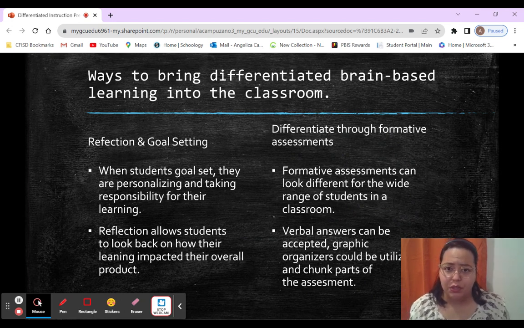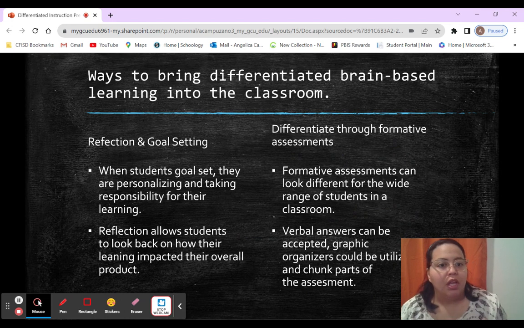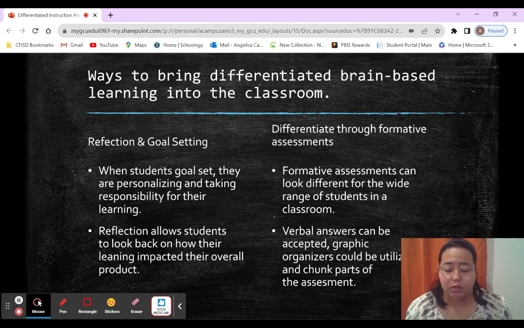Ways to bring this into the classroom: one way could be reflection and goal setting. When students set goals, they're personalizing their learning and they're taking responsibility for that learning. When they make reflections, it allows students to look back on how they approached their learning and they can change accordingly. You can also differentiate through formative assessments. This can look like a lot of different strategies in your classroom. For formative assessments, you can get verbal answers, you can use graphic organizers, and you can chunk assignments as mentioned before.